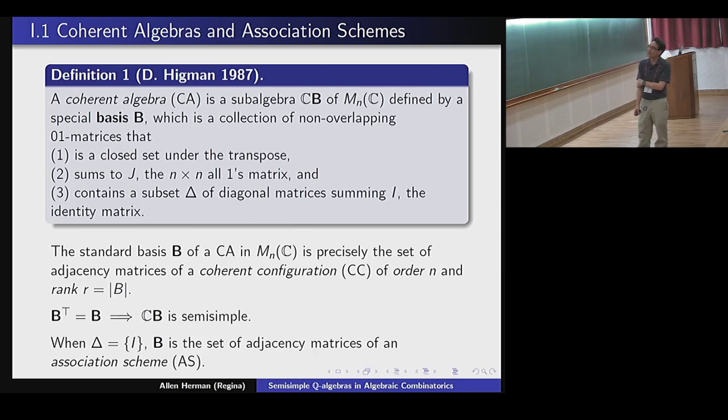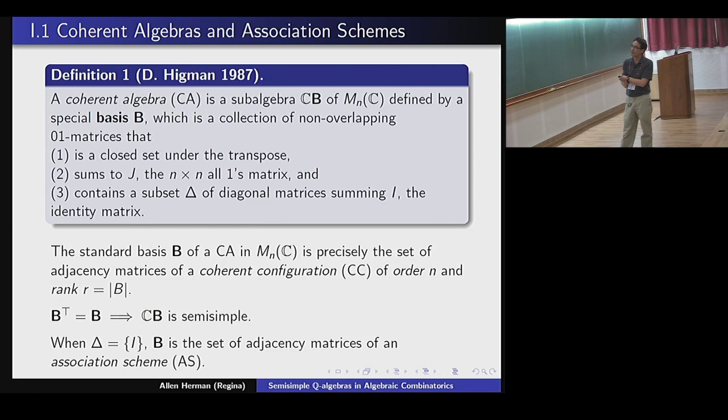So you have a set of 0-1 matrices that should be closed under transpose. Now, this is for semi-simplicity desires. The set of matrices should sum to J, the all ones matrix. And in order to get the identity in your algebra, you want to arrange that. So you say you have a part of the basis, which is a subset of diagonal matrices whose sum is the identity. So the sum of the basis elements will give you the identity, and those are a set of orthogonal idempotents in your algebra that you create.